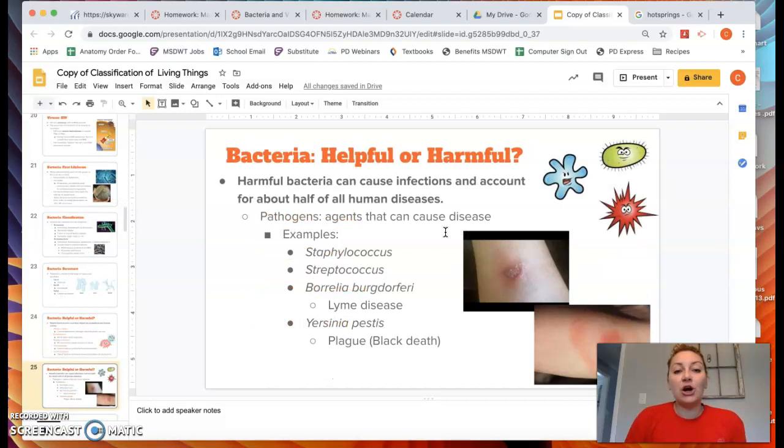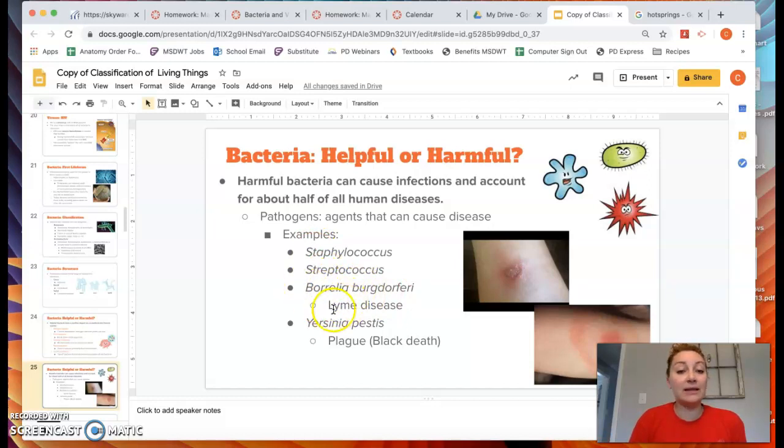And then for things that are harmful, any type of bacteria that comes into our body that's harmful, we call it a pathogen. So anything that can cause disease. So we have Staphylococcus, Streptococcus. That's the one we were talking about. That strep means chains of. And then Staphylococcus would be little bunches of it, so like clusters.